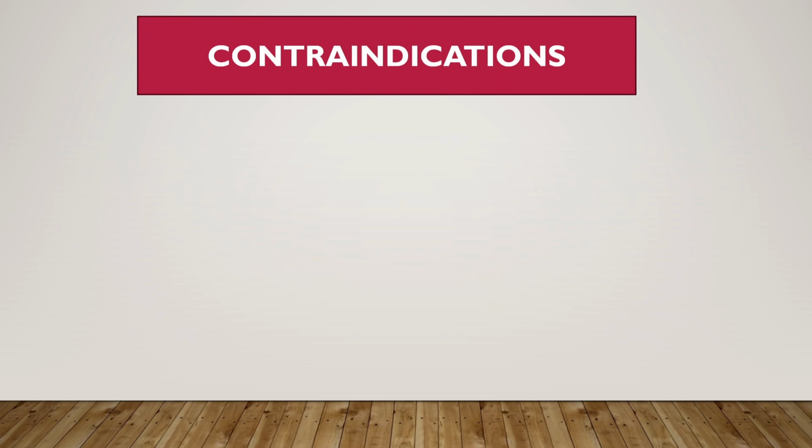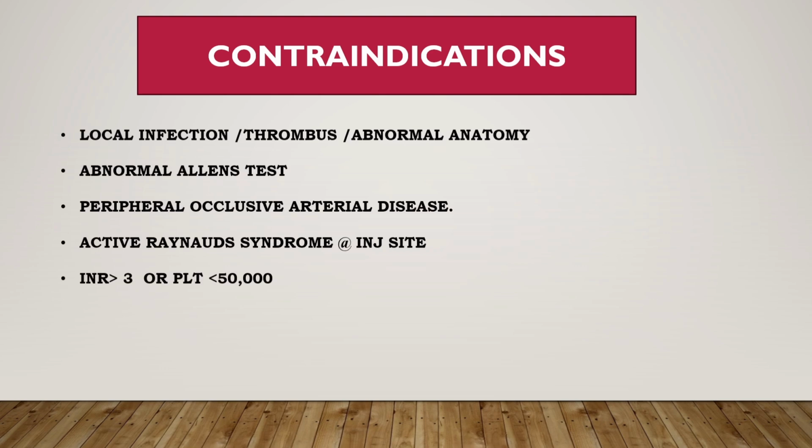Contraindications. There are some conditions in which we can't take the ABG blood sample, like local infection, thrombus formation, abnormal anatomy, abnormal Allen's test, that means the collateral circulation is not working, peripheral occlusive arterial disease, active Raynaud's syndrome at the injection site, and related contraindications like INR more than 3 and platelets less than 50,000.